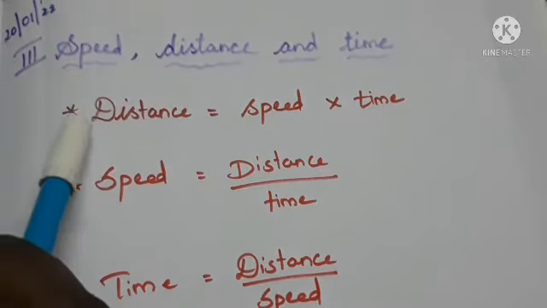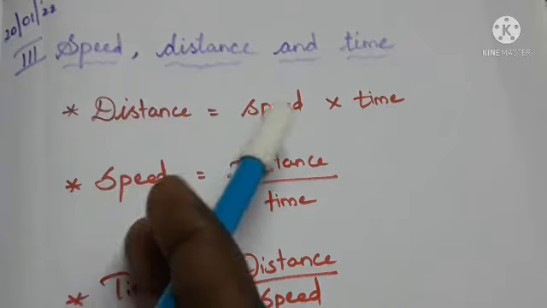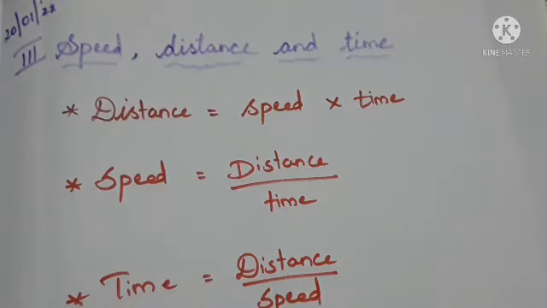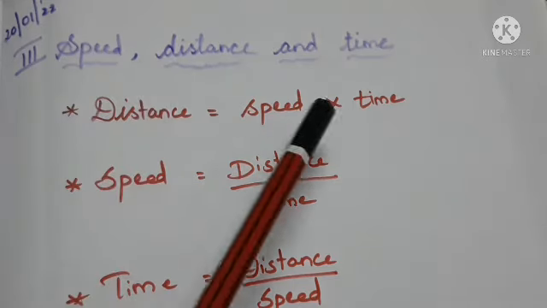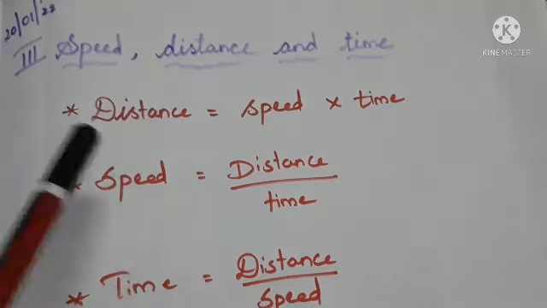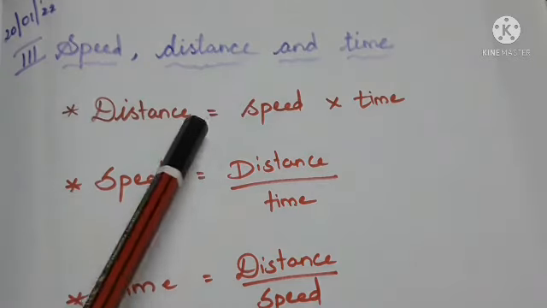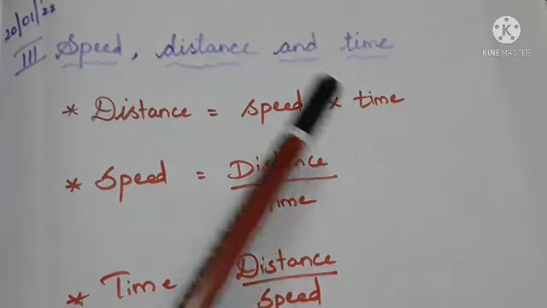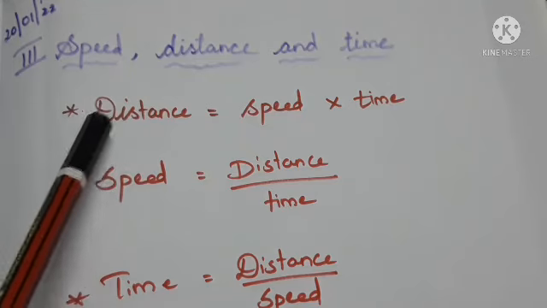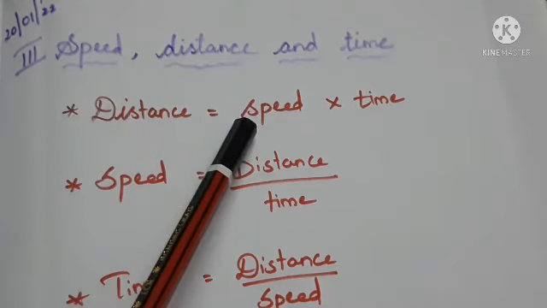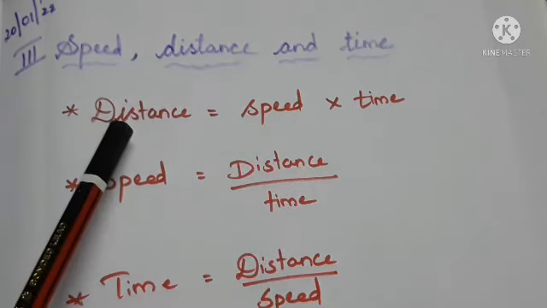Look at the first formula. Distance is equal to speed multiplied by time. This is a very basic formula. By using this formula only we can derive the two remaining formulas. We can calculate the distance between any object or from one place to the next place by using the speed and time. So if you know the speed and time, you can calculate the distance.